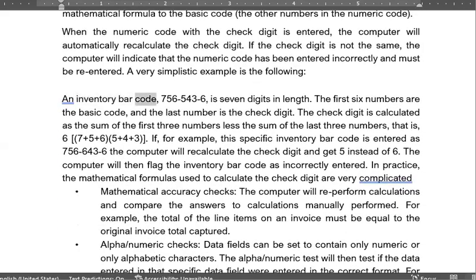An inventory barcode, 756-543-6, is 7 digits in length. The first 6 numbers are the basic code, and the last number is the check digit. The check digit is calculated as the sum of the first 3 numbers less the sum of the last 3 numbers, that is, 7 plus 5 plus 6, less 5 plus 4 plus 3, which is 6. If, for example, this specific inventory barcode is entered as 756-643-6, the computer will recalculate the check digit and get 5 instead of 6. The computer will then flag the inventory barcode as incorrectly entered. In practice, the mathematical formulas used to calculate the check digit are very complicated.